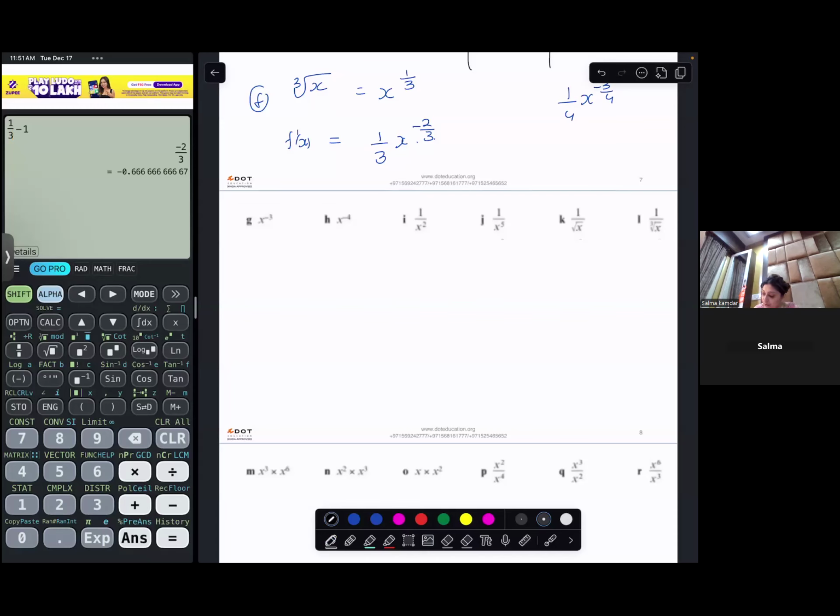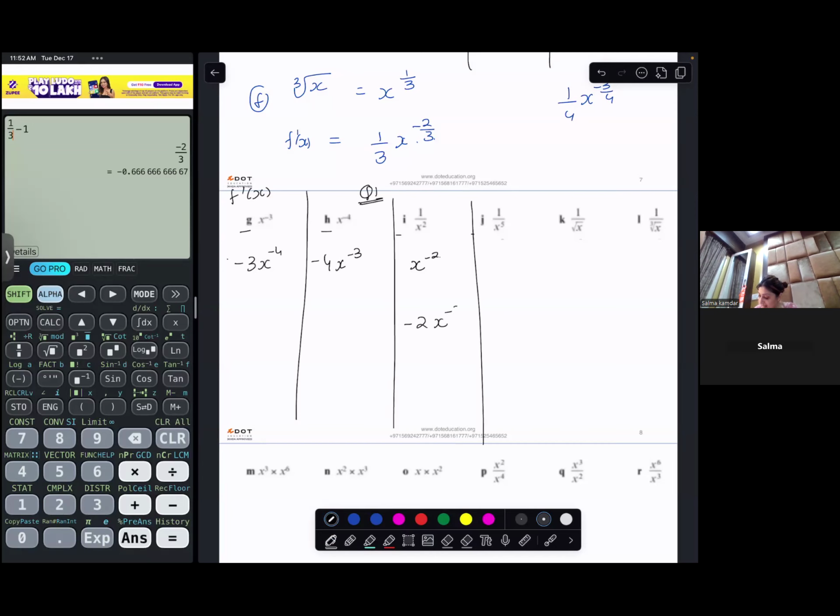Now 8.3, question number 1. I'm doing the G, H, I, J, K, and L part. f'(x) we are supposed to find. So it's going to be minus 3x raised to minus 4. Over here it's going to be minus 4x raised to minus 3. 1 by x squared is nothing but x raised to minus 2. So it's going to be minus 2x raised to minus 3.